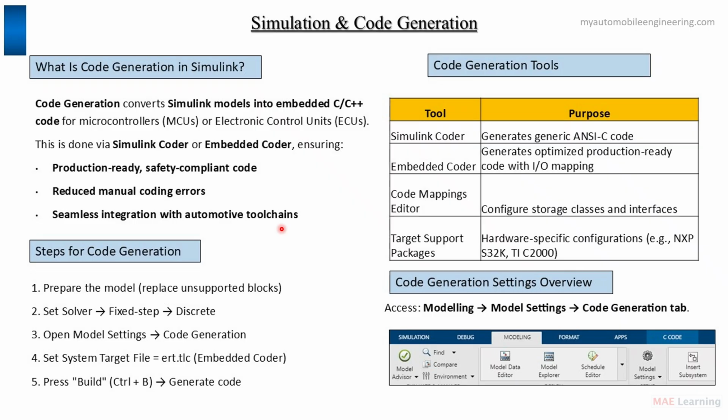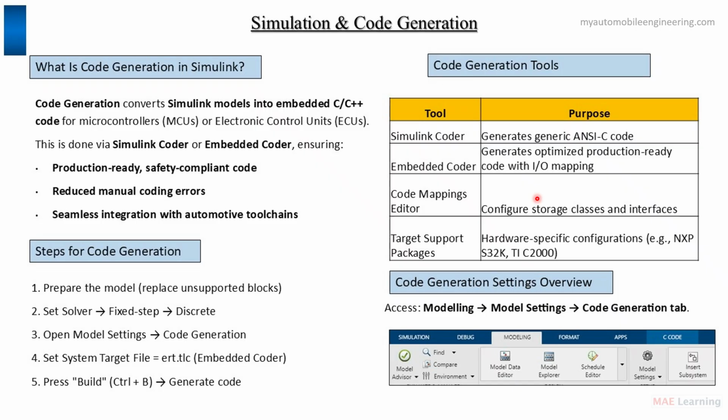So what are the code generation tools? Here you can see some code generation tools. Simulink Coder makes the general C code for your model. Embedded Coder gives you optimized, ready-to-use code with input-output settings. Then the Code Mapping Editor helps you set up data and interface details. And then the Target Support Package lets you use special hardware settings, like for certain chips from NXP or TI.